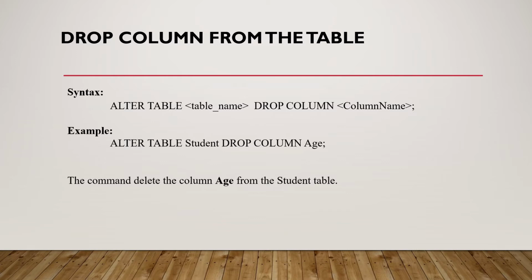Here alter table and drop column are the keywords, and student is the name of the table and age is the name of the column which we are going to delete. After executing this command, it deletes the column age from the student table.